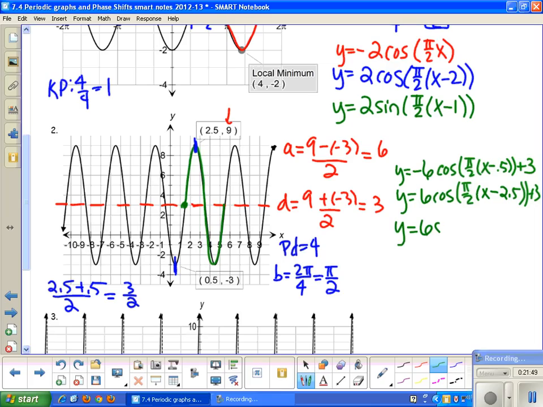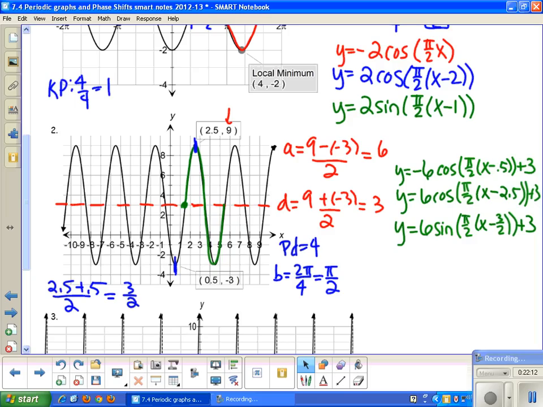So y equals 6 times the sine of my b value, pi over 2 times x, and we're moving it to the right, so minus 3/2, and then plus my vertical shift. And I think before the negative 2.5 I said 3/2, but I meant 5/2 if I said that. So for the negative 2.5.